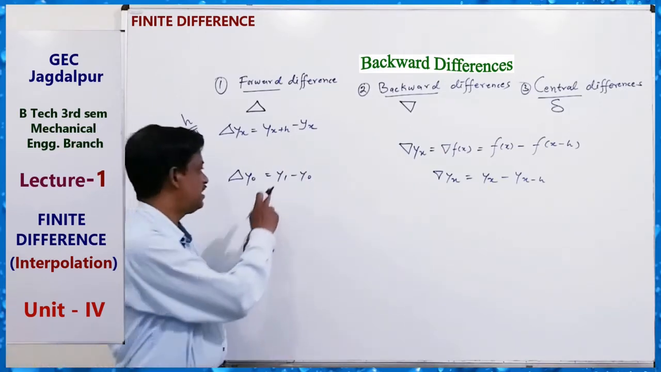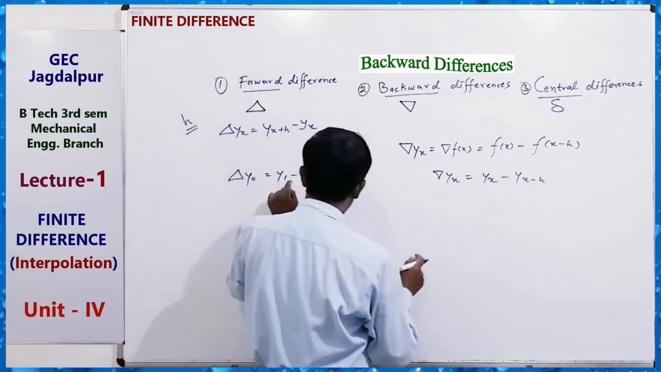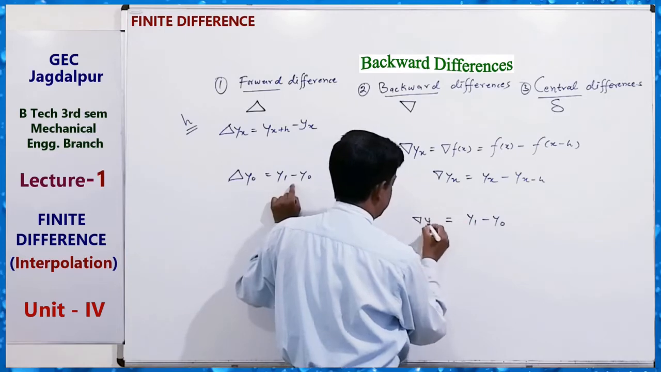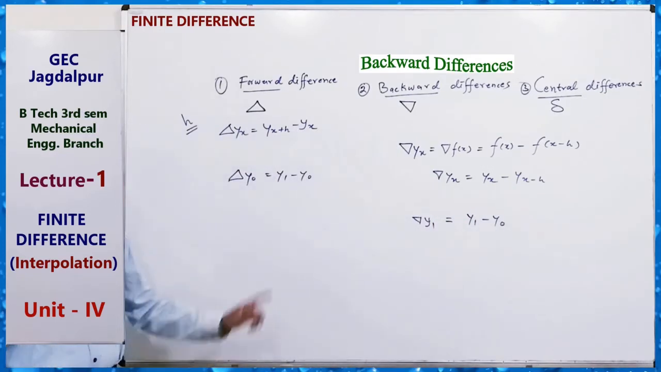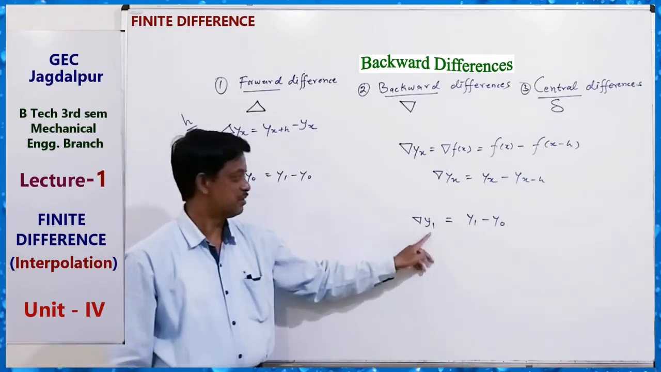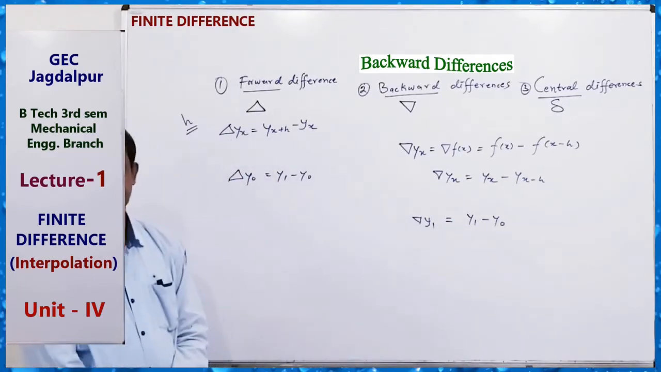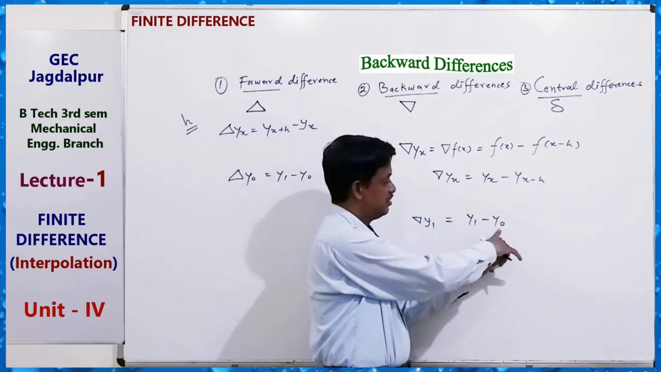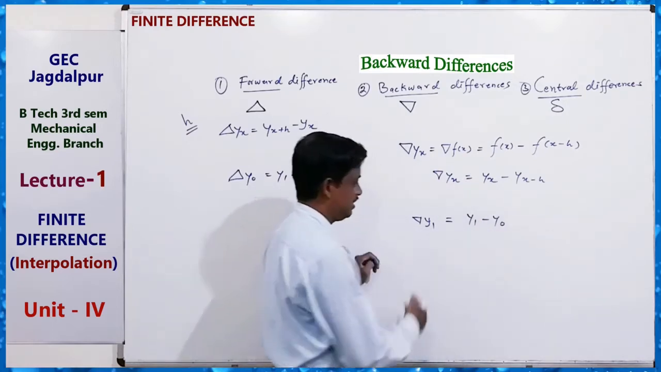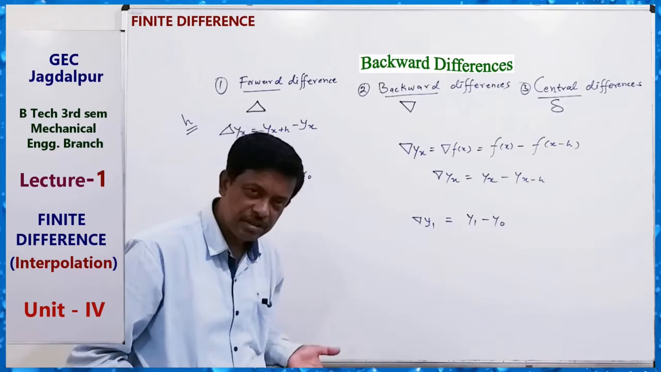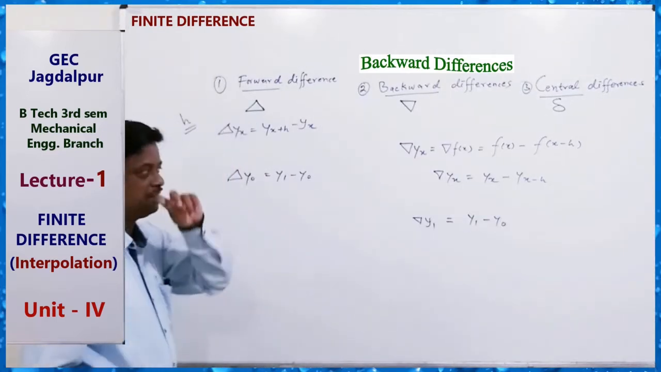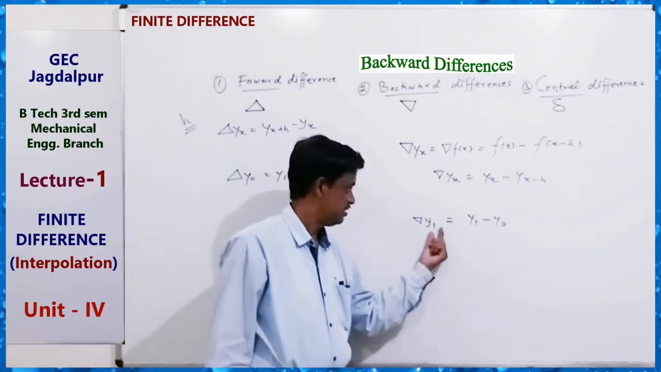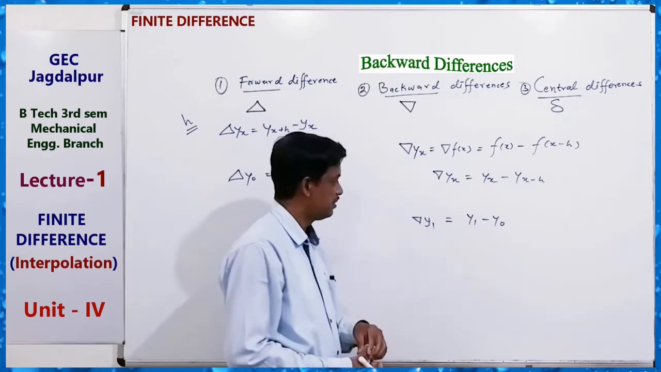Just like this, it can be written as y1 minus y0. We can write like this. Only the symbol is different. Here 0 is here, 1 is here, but the difference is the same, because from y1, y0 is subtracted. Clear? This is the difference. Only backward differences are at the backward side. From the table it will be very clear. So what will be the argument at this place? That is the main thing.